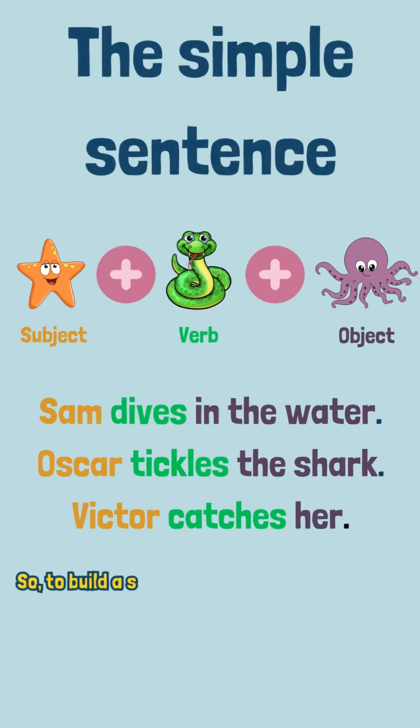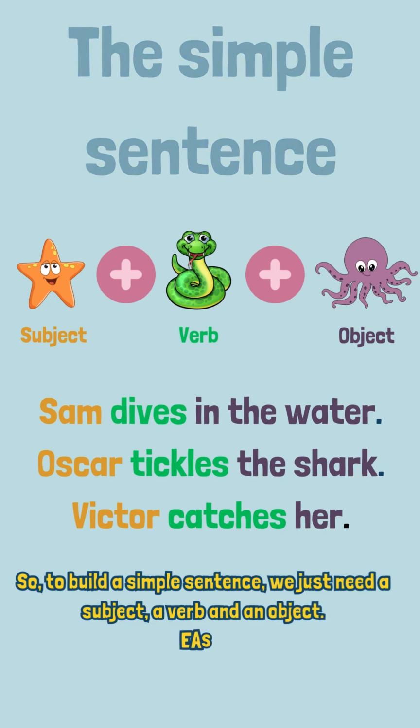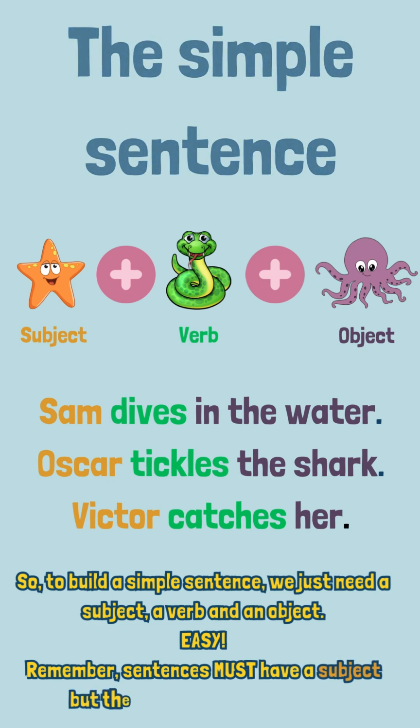So, to build a simple sentence, the whole team needs to work together. We just need a subject, a verb, and an object. Easy. Just remember, sentences must have a subject and a verb, but they don't necessarily require an object.